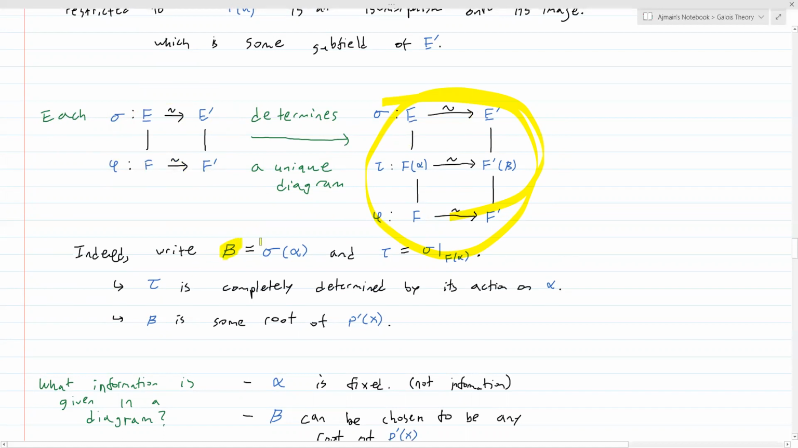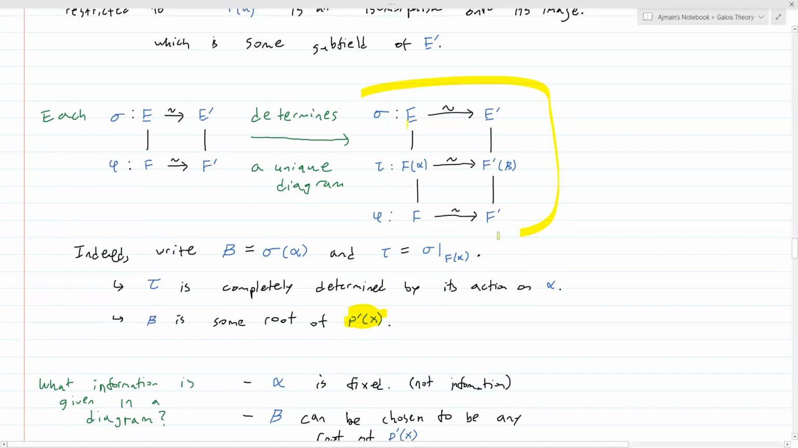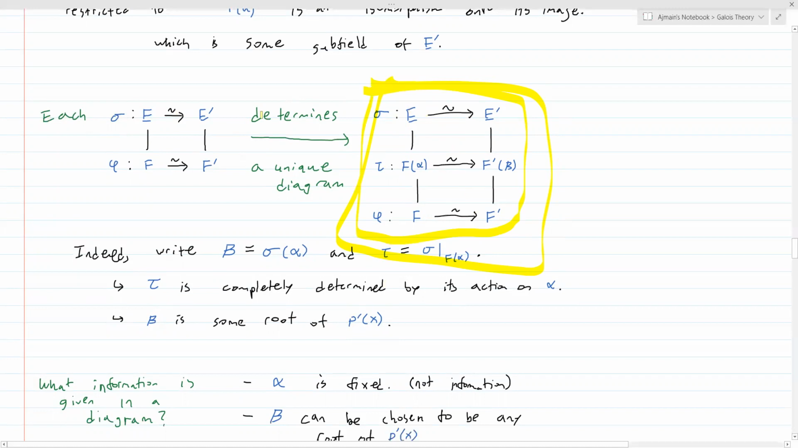So what is beta? Beta is the image of alpha. And what is tau? Tau is sigma restricted to F adjoint alpha. And notice that tau is completely determined by its action on alpha, and beta is some root of p prime of x. Right. So now we know what these diagrams are, and we're saying if you give me an extension sigma, then I can draw this diagram that determines this unique diagram.